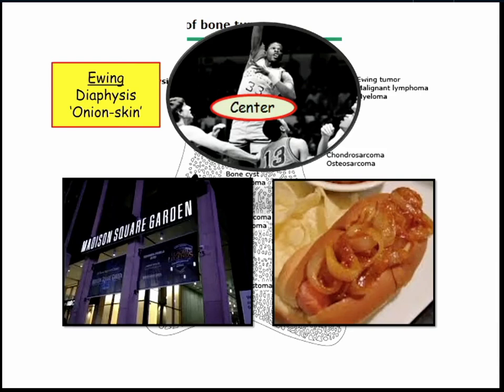And here you've got to kind of remember these things. So Patrick Ewing was the great center for the New York Knicks. He played in Madison Square Garden, and whenever he came out after a game, he had a hot dog with onions on it, onion skin. That's very loose. I grew up in New York. I just happen to love those hot dogs.